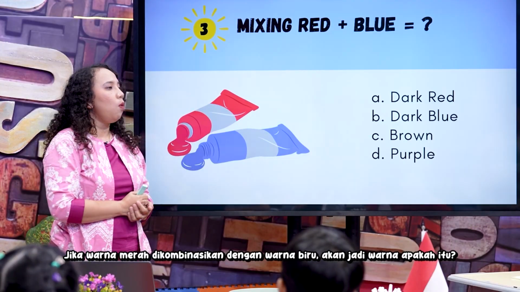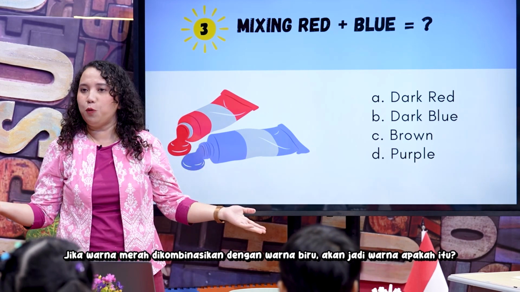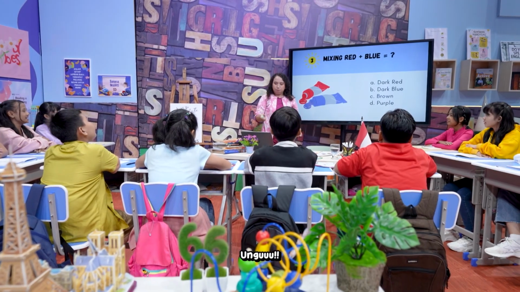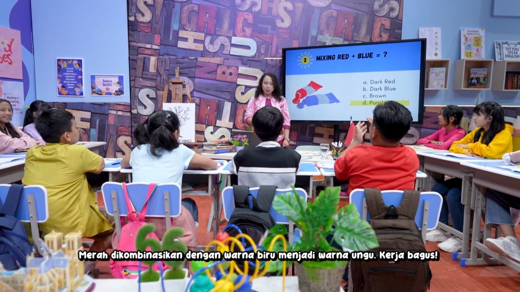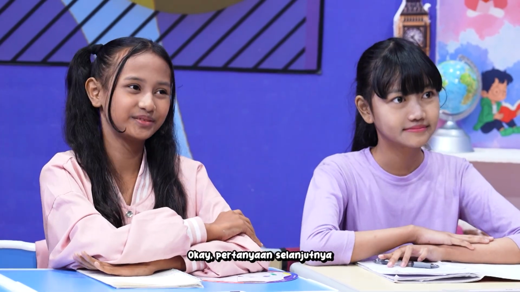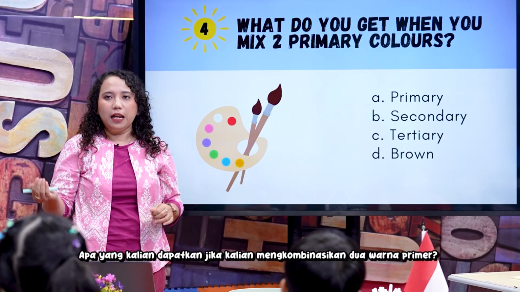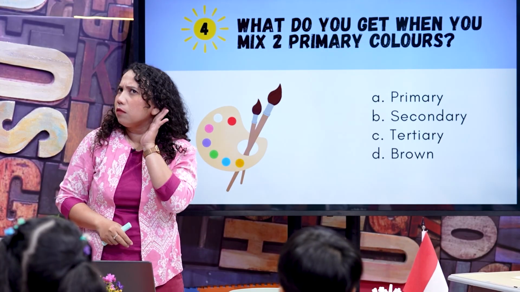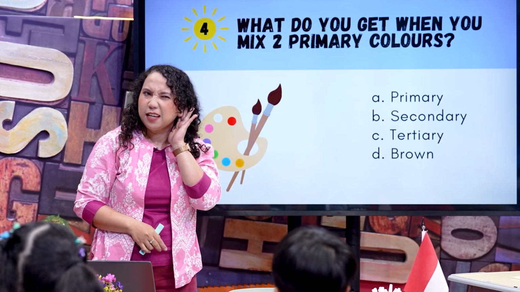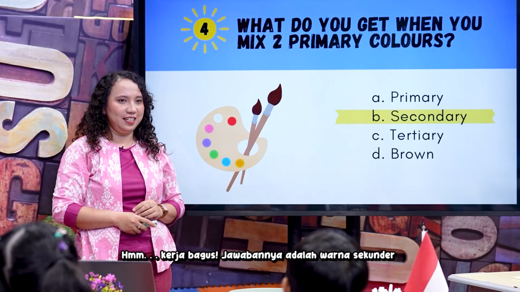Okay. So, what color is the mixing of red and blue? Purple. Mixing red and blue becomes purple. Good job. Okay, next question. What do you get when you mix two primary colors? What about the students at home? Can you help me? Well done. Secondary color.